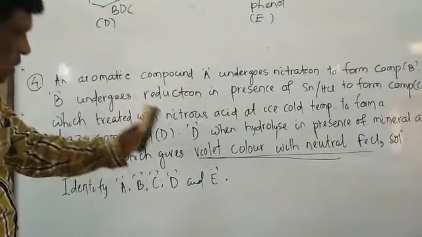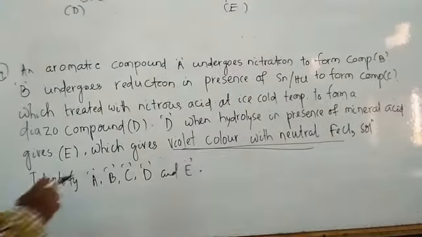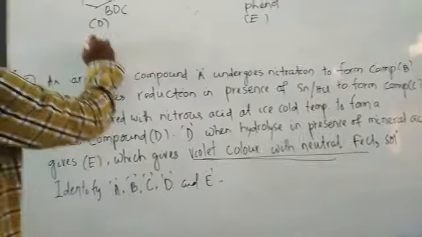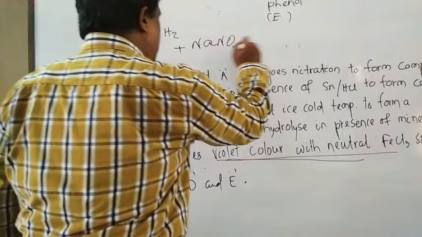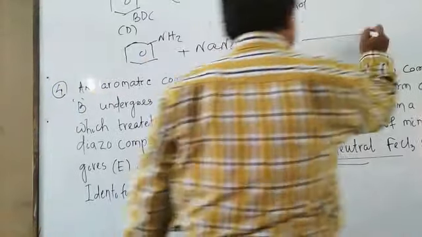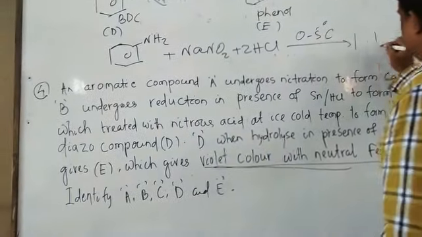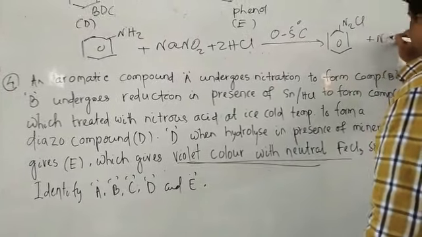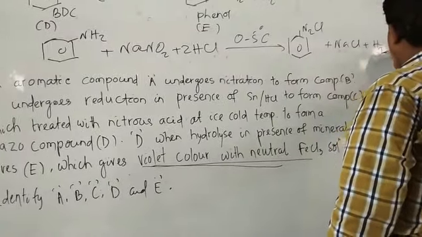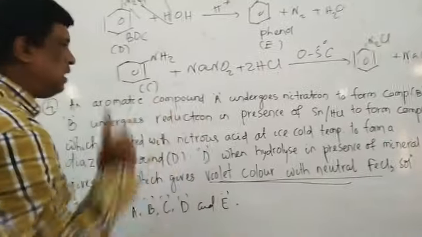When compound C reacts with nitrous acid at ice cold temperature, C must be aniline. Mark how it is formed. We know aniline reacts with nitrous acid, NaNO2 plus HCl in acidic medium, at 0 to 5 degrees Celsius. What happens? Benzene diazonium chloride is formed. So this aniline is C. And how is C formed?